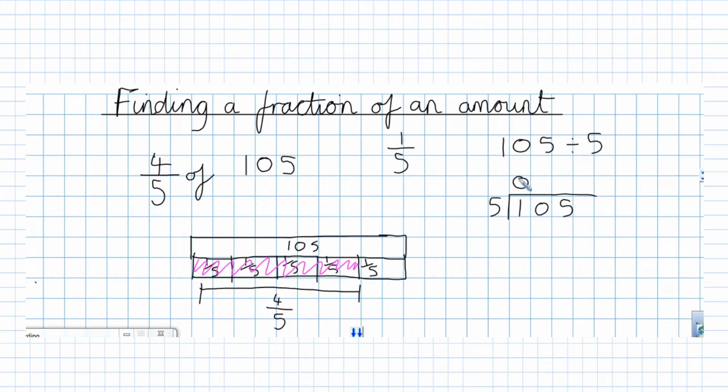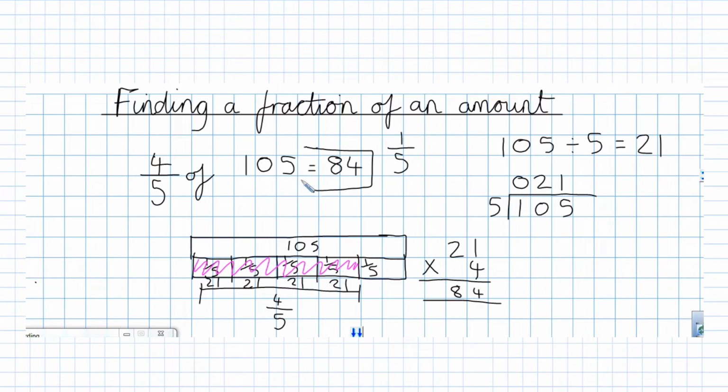So 5s into 1 doesn't go, and 5s into 10 goes twice. 5s into 5 goes 1 time. So we've got 21 is equivalent to 1/5. 1/5 is 21, and we are going to want 4 of them, 21, 21, 21, 21. So we're going to do 21 multiplied now by the numerator. 21 times 4, 1 times 4 is 4, and 2 times 4 is 8, so it will give us 84. So it's the same method, just with a slightly more complicated calculation.